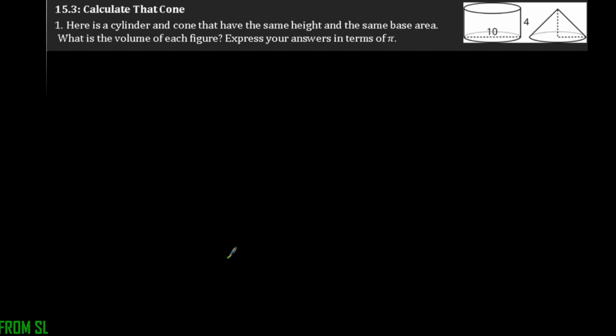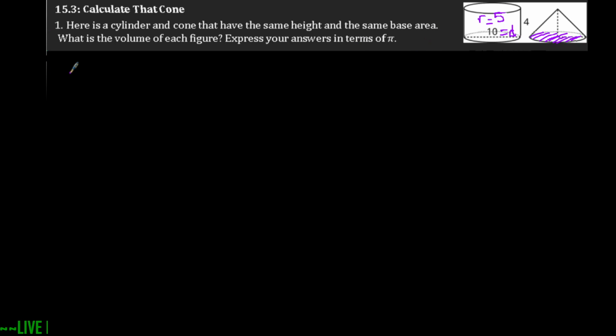All right, moving towards the bottom now, it says calculate that cone. So it says here is a cylinder and a cone that have the same height and the same base area. What is the volume of each figure? Express your answer in terms of pi. So that just means we don't have to change it to 3.14. Make sure of some stuff that we do know: if the diameter is equal to 10, that means the radius is going to be half of that. So the radius is going to be 5. And also, that means that these two bases are going to be the same. So once we find the base of one, it will be the same as the other.